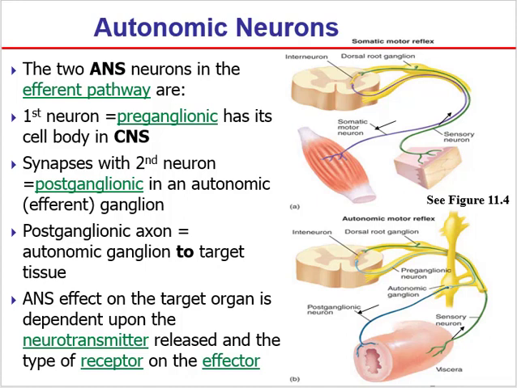Now in the figure below, in panel B, we see the autonomic pathway toward a visceral smooth muscle effector. The two neurons in this efferent pathway are the preganglionic fibers, and notice they have the cell body or soma located within the central nervous system. These neurons synapse with the second set of neurons called postganglionic, which are characteristic of the autonomic system. The autonomic system effects on target organs is absolutely dependent upon the type of neurotransmitter released at the target tissue, and of course the type of receptor presented at the different effector organs.